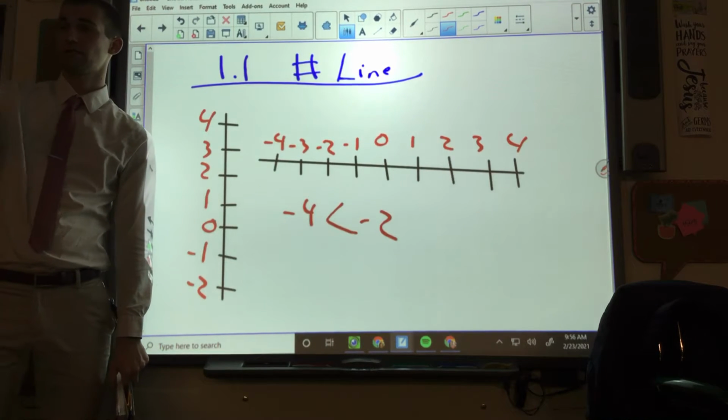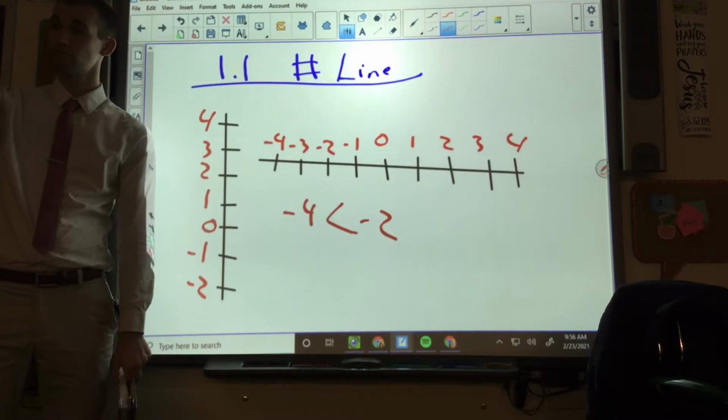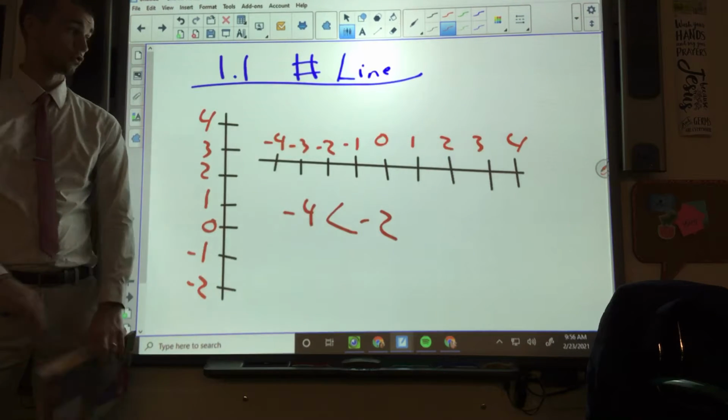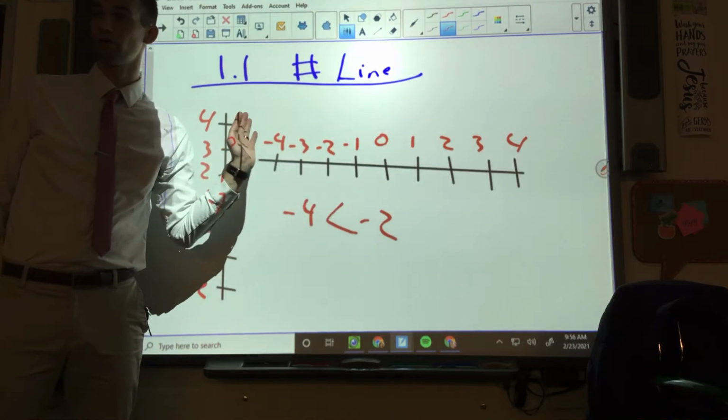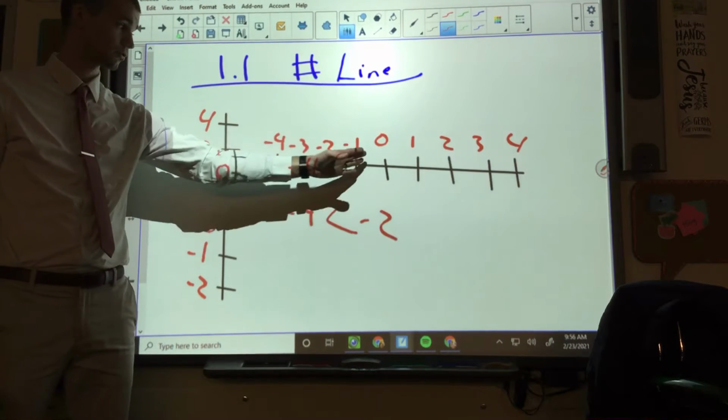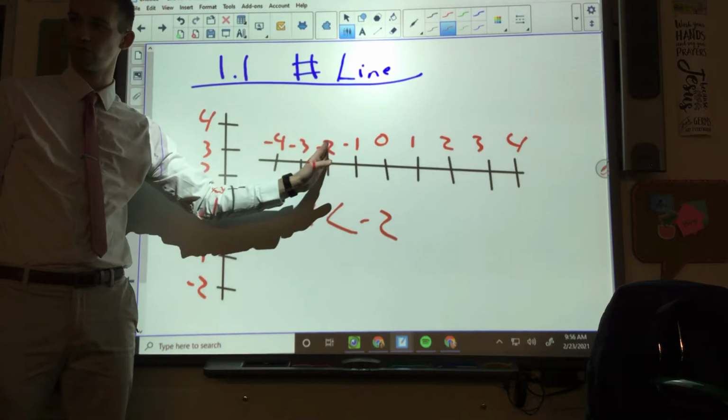Yeah. What doesn't make sense? You didn't raise your hand. Everything doesn't make sense. So you don't understand what a number line is? You've never heard of it before? Oh yeah, I understand what a number line is. Okay, so you know that -4 is less than -2.